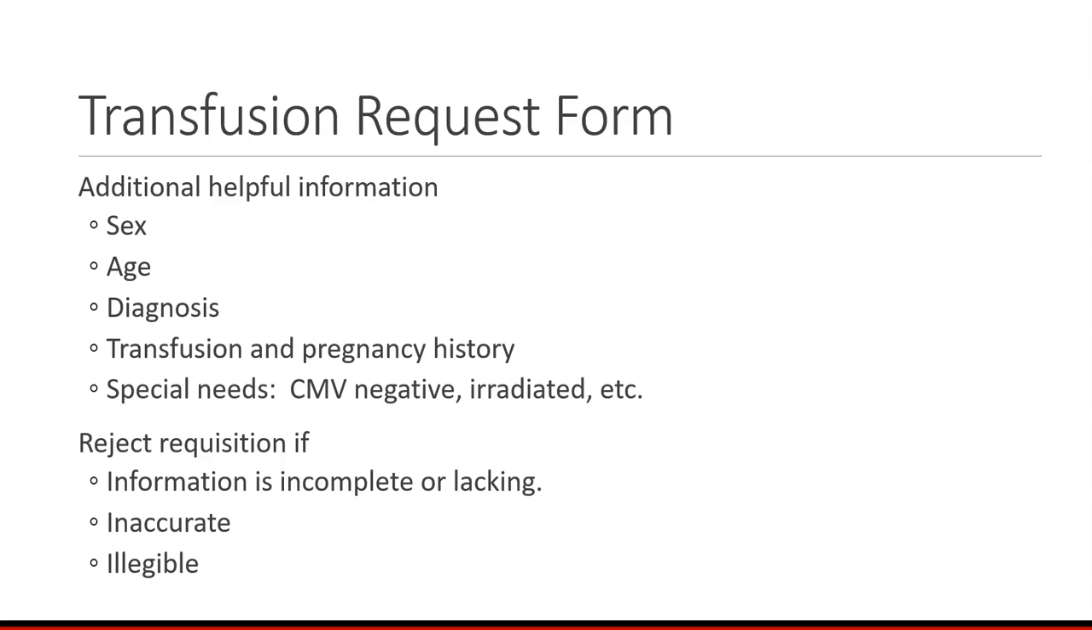If the request is illegible, if I can't read it, no, I'm not going to do anything with it. I will very tactfully call the doctor's office or wherever this order came from and say, I'm sorry, I cannot read this order. Would you please send me one that I can read that is legible?